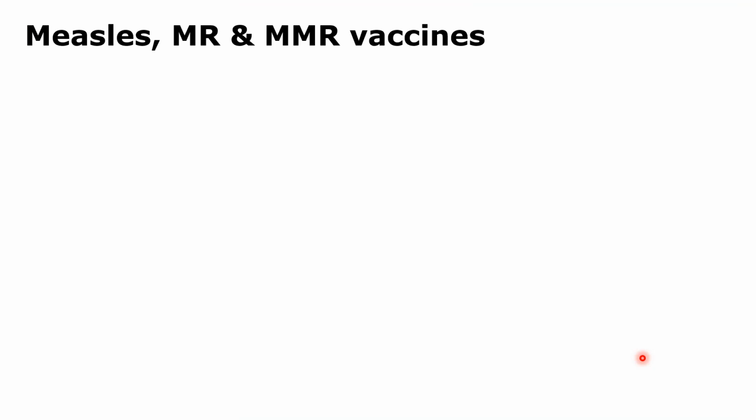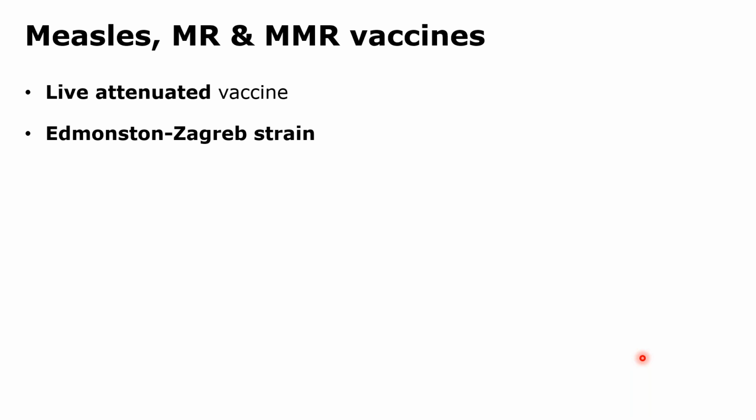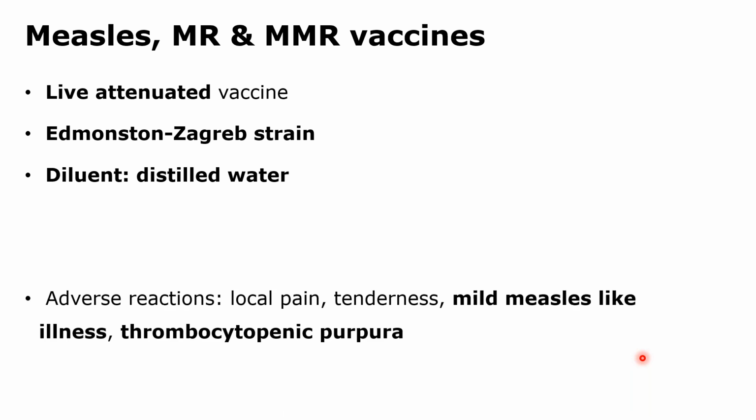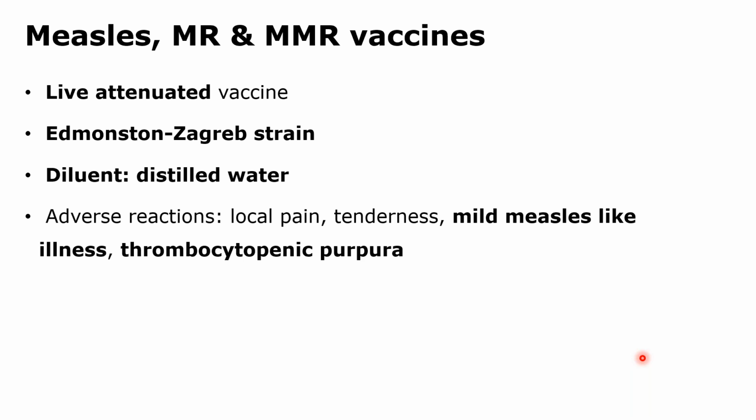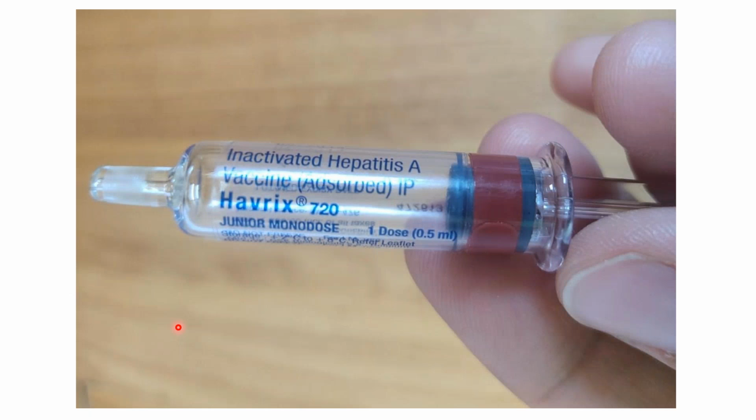Okay. So a little bit about the measles, MR, and the MMR vaccines. So they are live attenuated vaccines, and the Edmonston Zagreb strain is used for the measles. The diluent here is distilled water. Unlike the BCG vaccine where we use normal saline as diluent, here the diluent is distilled water. The adverse reactions possible to this vaccine are local pain, tenderness, mild measles-like illness, and thrombocytopenic purpura is also possible.